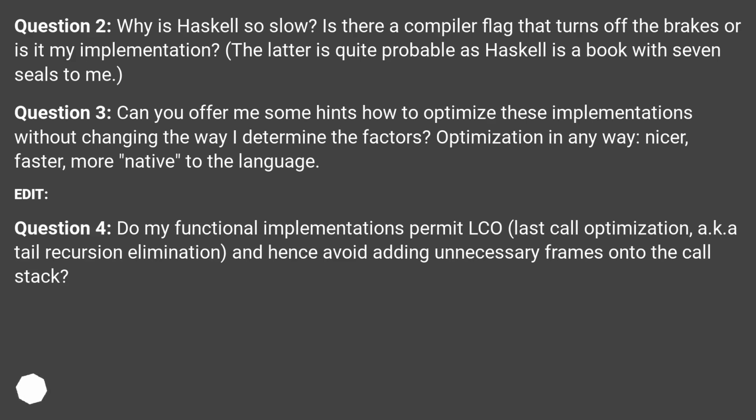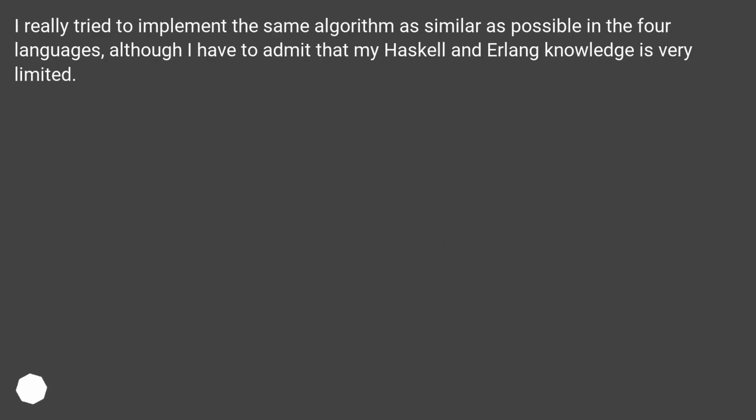Question 3. Can you offer me some hints how to optimize these implementations without changing the way I determine the factors? Optimization in any way, nicer, faster, more native to the language. Edit. Question 4. Do my functional implementations permit last call optimization, aka tail recursion elimination, and hence avoid adding unnecessary frames onto the call stack? I really try to implement the same algorithm as similarly as possible in the 4 languages, although I have to admit that my Haskell and Erlang knowledge is very limited.